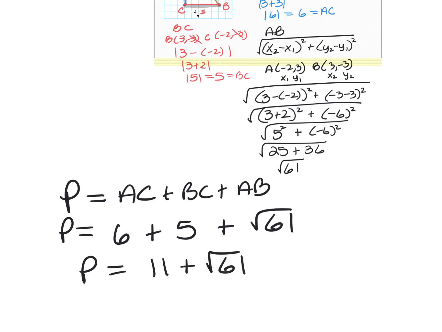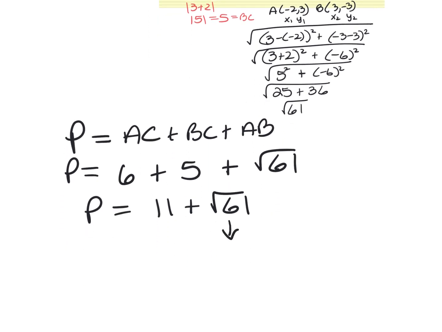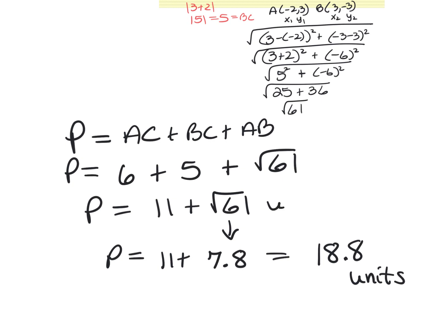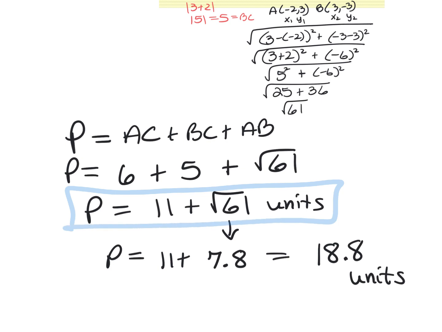square root of 61. Now, if you were using a calculator, then you would use your calculator, and more than likely they'll say round to the tenths place. So when you square root this on your calculator, you're going to get 7.8. And then if they said using your calculator and round to the tenths place, 18.8 units. And if they didn't say use a calculator, you would have left it like this. So be aware of both ways.